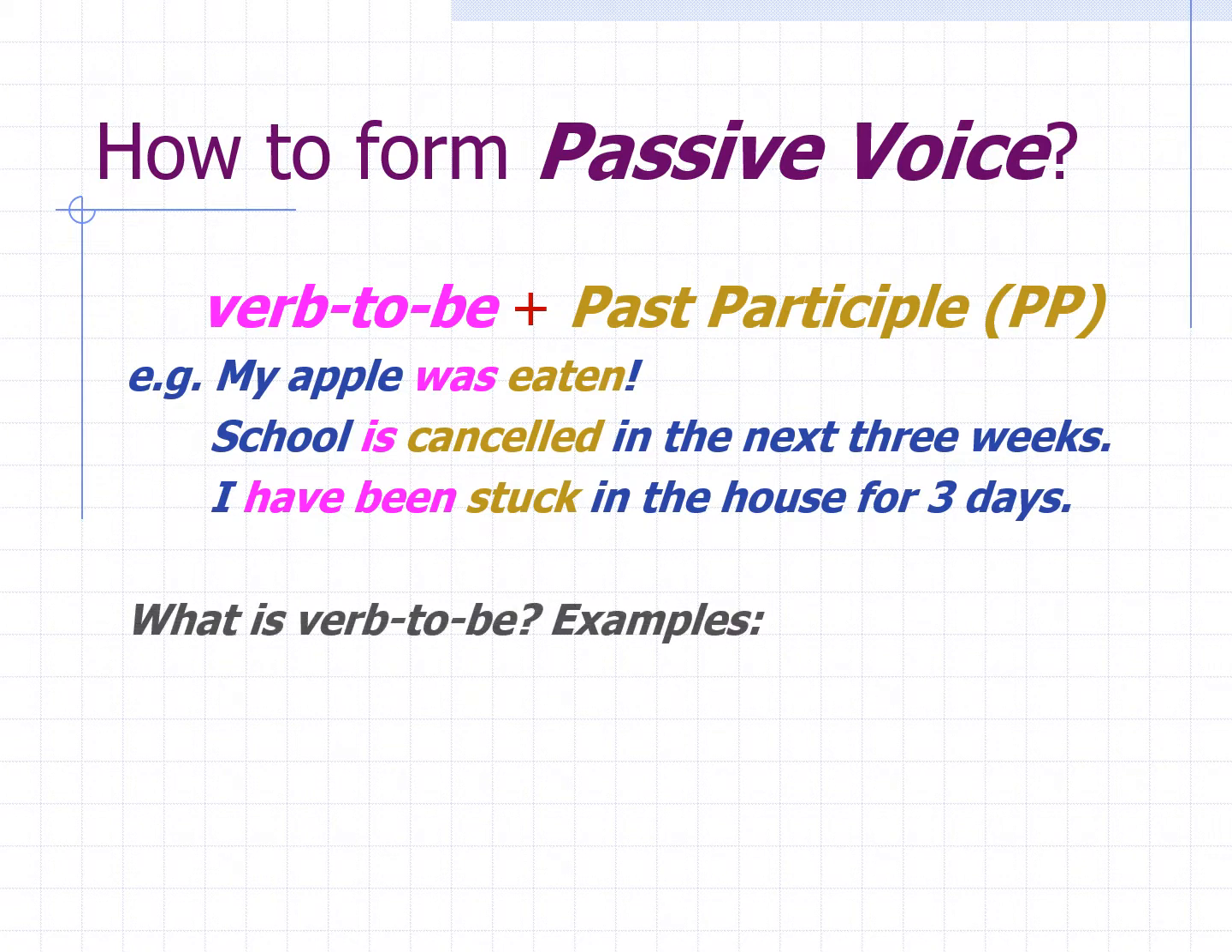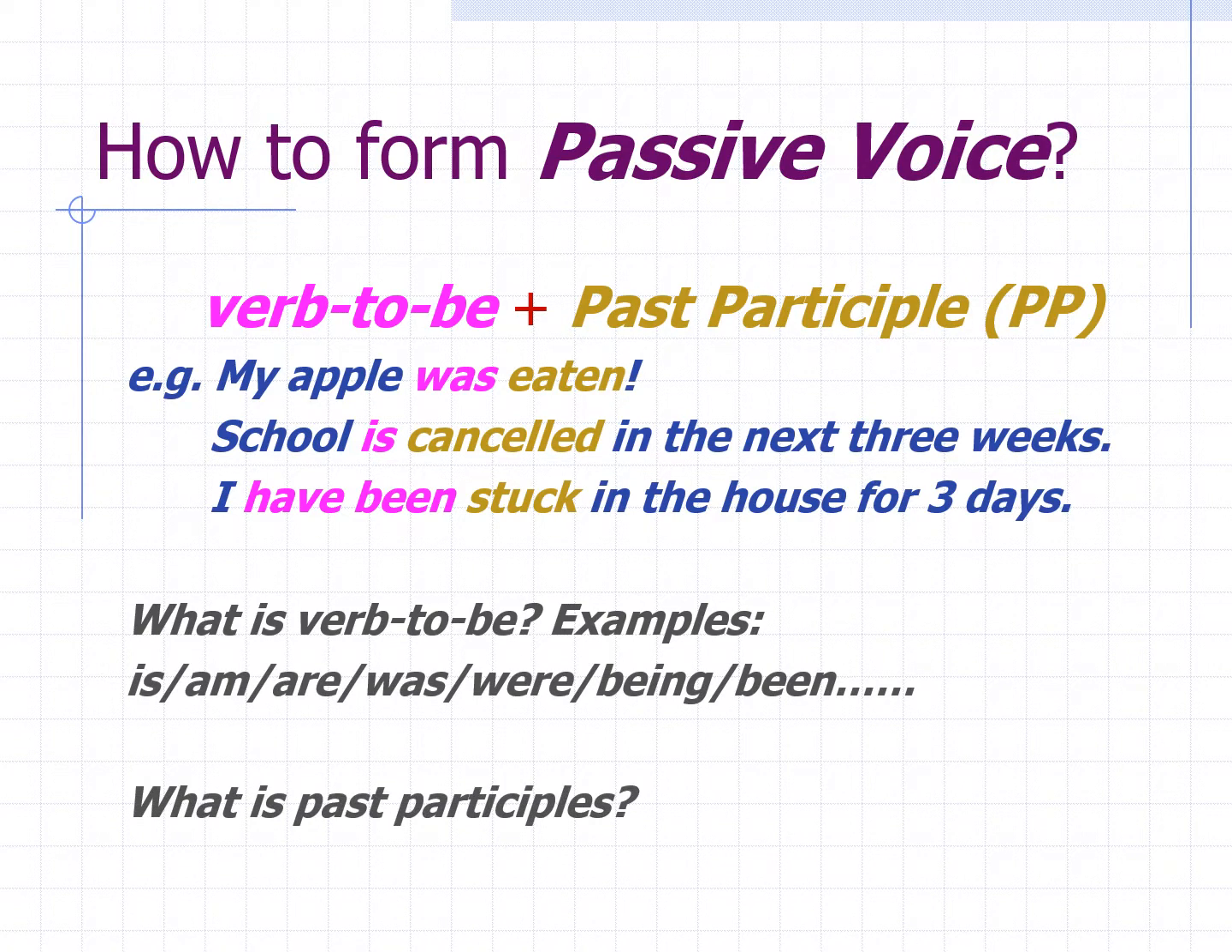You might wonder what is verb to be. Well, actually, verb to be could be words like is, am, are, was, were, being, or been, while past participle could be words with d or ed added at the end of a verb, or in the case of irregular verbs, they look completely different. Look at this irregular verb table.